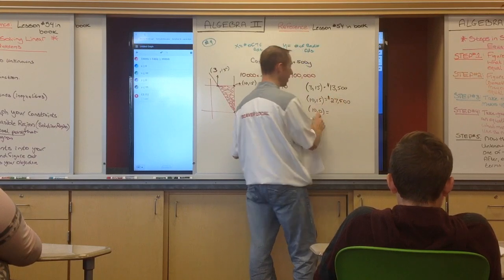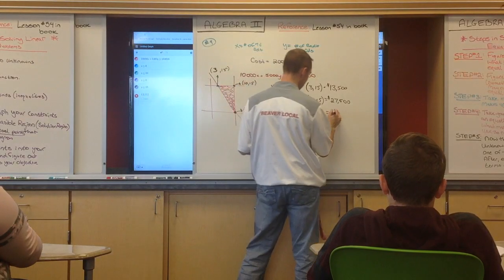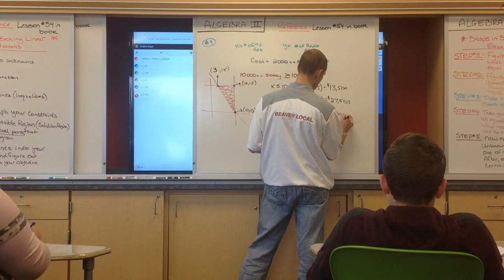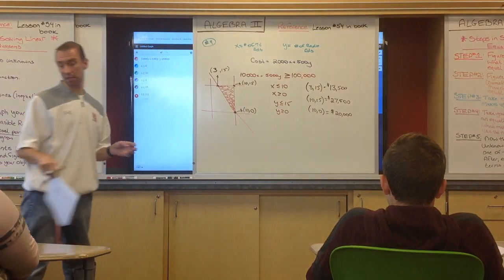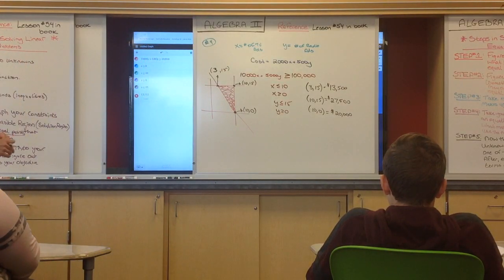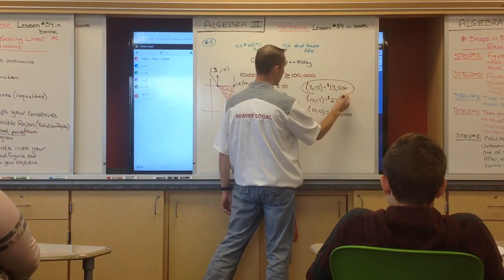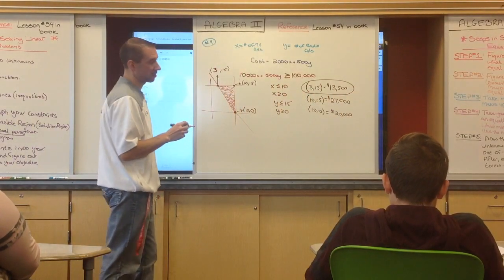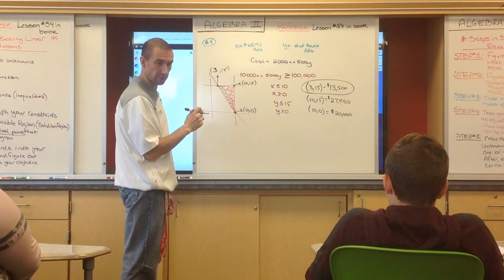20,000. 21? 27,500. Oh, yeah, 27,500. Okay. And what do I get when I have 10 TV ads and 0 radio? 20,000. Yep. All right, what is the optimal solution here? 3 TV ads and 15 radio ads. We'll stay within these constraints and be the cheapest that we can have.